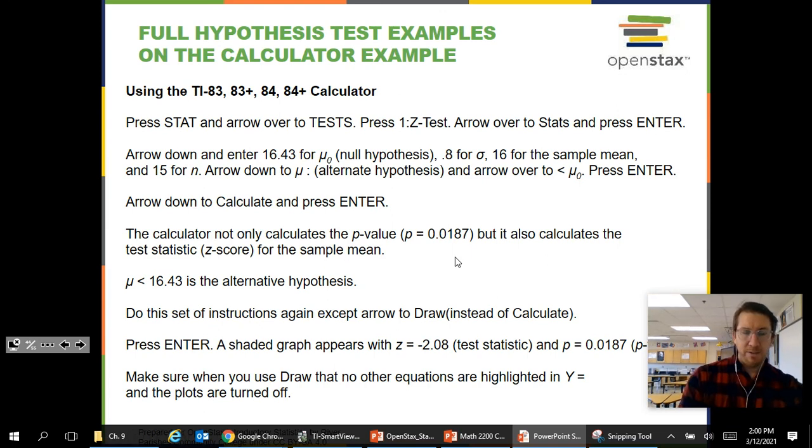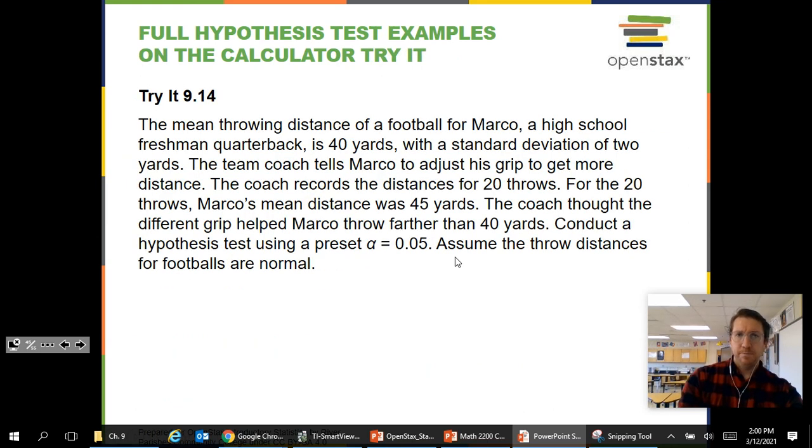And then here are the steps to do it on your graphing calculator if you want that, but it's much better on our computer.